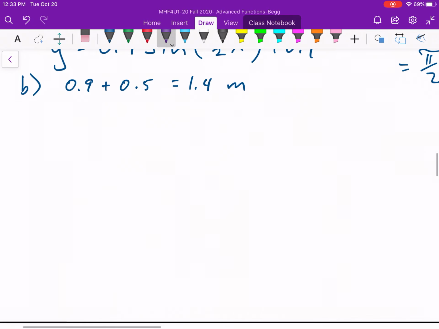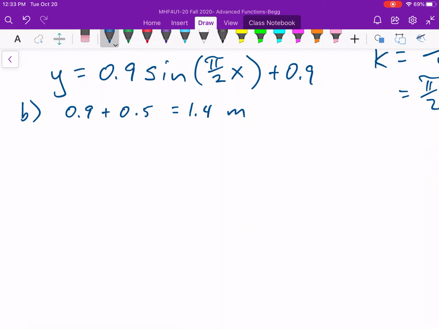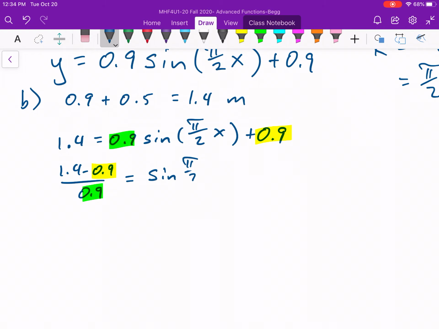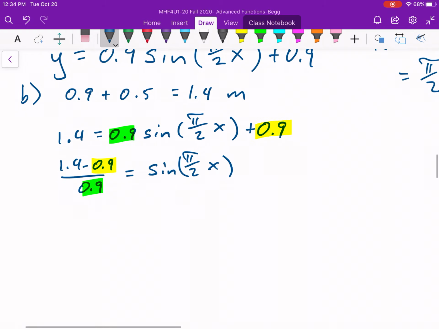So I'll take the 1.4 and put it into the equation that I just developed. So now I have 1.4 equals 0.9 sine pi over 2x plus 0.9. And like with any equation, I want to solve it. So I will subtract 0.9 from each side. I'll divide each side by 0.9, right? That's where these different 0.9s are coming from. And I'll have sine pi over 2x. And then I can take the inverse of each side.